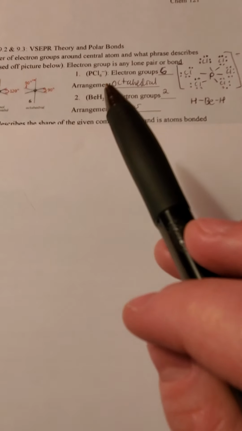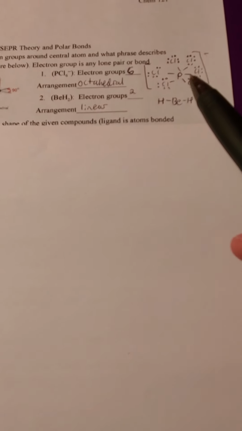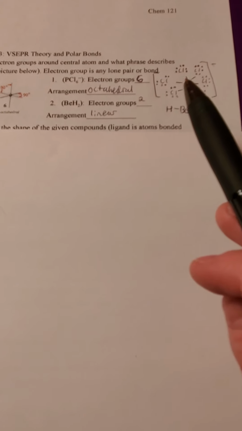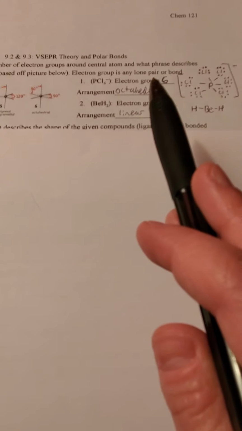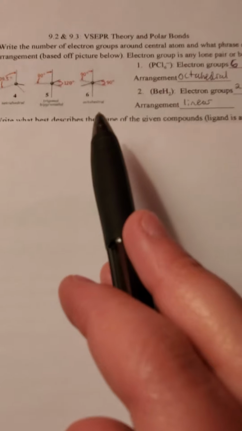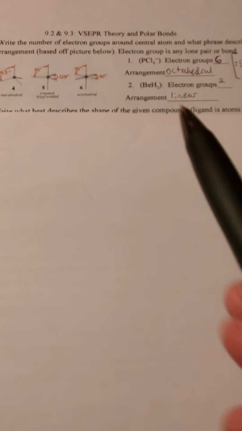So for PCl6 negative, I'm not going to go over the steps of writing Lewis dot structures. I'm going to assume that you can do it with a periodic table and setting up the number of electron pairs. But in this case, you would get a Lewis dot structure, something like this, and it's a negative here. So that means it's one extra electron to add to your electron pair total. So you'll see that there are 1, 2, 3, 4, 5, 6 electron groups, because an electron group is a lone pair or any type of bond. So that means it's 6, and if it's 6, then it's octahedral. So that's why the arrangement's octahedral.